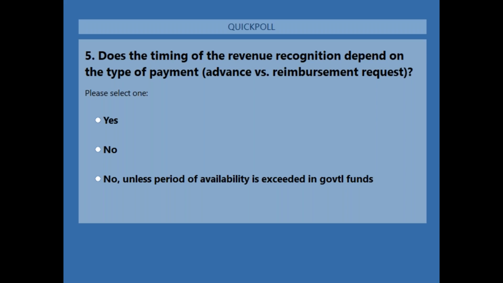Whether it's an advance or a reimbursement doesn't matter when you recognize the revenue. You recognize the revenue when you spend the funds and meet all the eligibility requirements in this type of grant. The question could have been clearer, because it's really focusing on an expenditure-driven grant. In an expenditure-driven grant, the timing of revenue recognition will not depend on whether it's an advance or a reimbursement request. It's always recognized when all eligibility requirements are met, and one of those is spending the funds. Getting the money doesn't matter for the timing unless you're a governmental fund with a period of availability. So the correct answer was C.